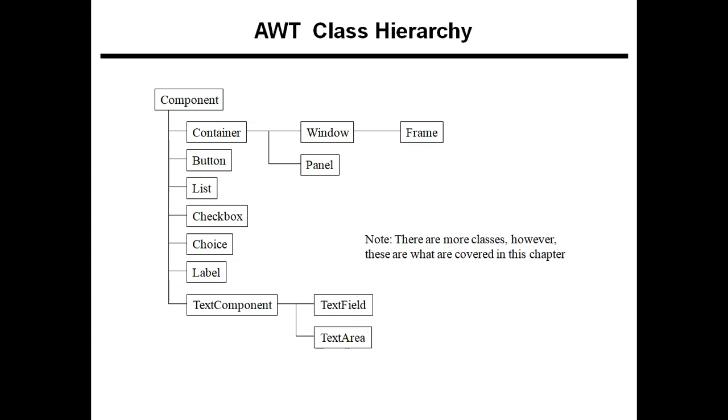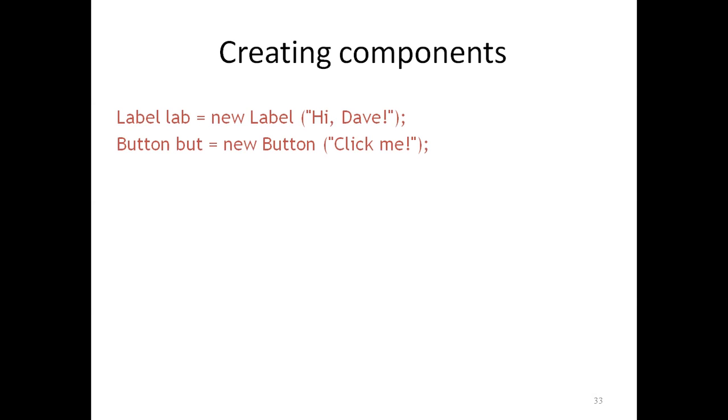So these are the commonly used AWT components, and in the next classes we will also discuss some other components. Now you can see how to write the program and the statements. Suppose we have to draw a label, we will write the Label class and its object equals new Label, with the message which is displayed on the label. And while displaying the button, we write Button but equals new Button, and then we write Click Me as the caption of the button.